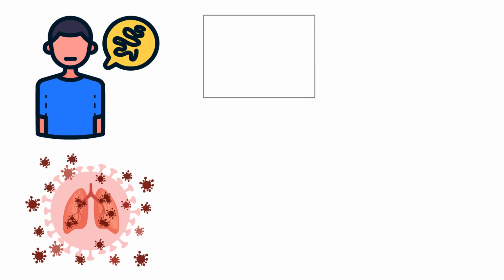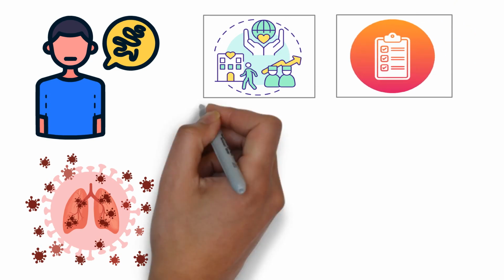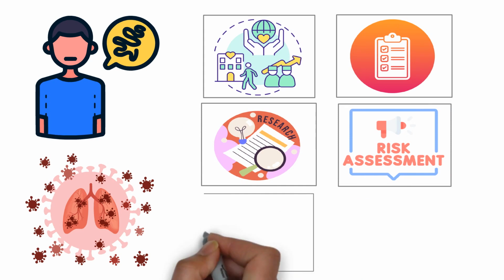Overall, avian influenza represents a complex and evolving public health challenge, requiring ongoing vigilance, research, and preparedness to effectively control and mitigate its impact on both animal and human health.